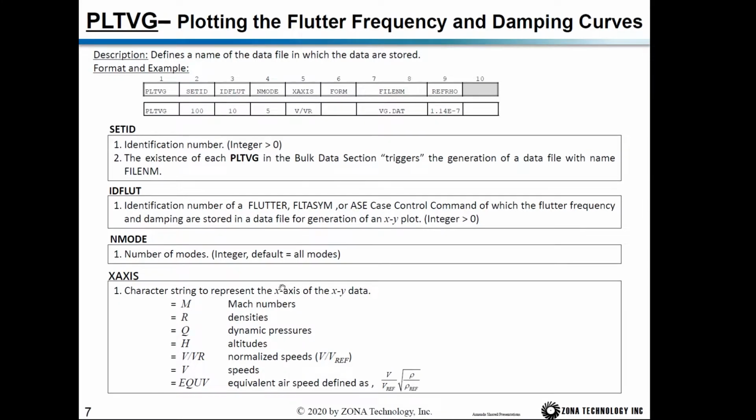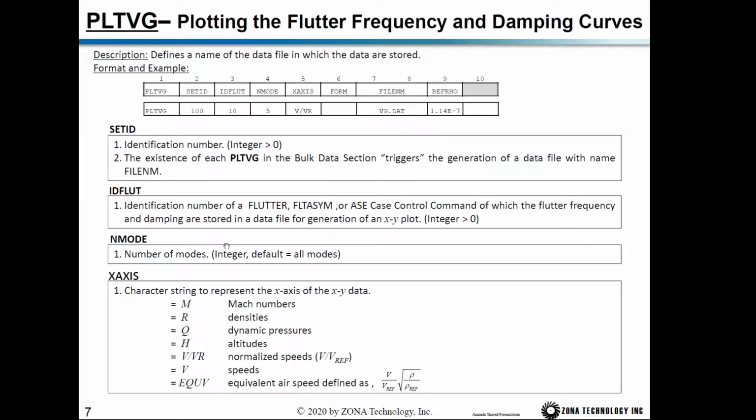And also we have a FLUTTER VG card, which plots the flutter frequency and damping curves. And this one refers to the FLUTTER and ASN and ASC card. And the M mode is how many modes of damping and frequency data you want to include in this VF diagram file.